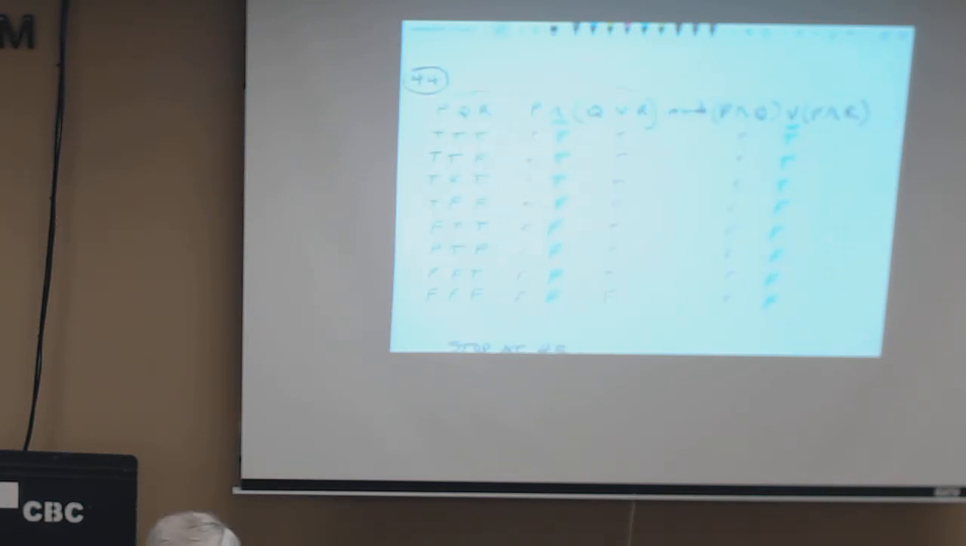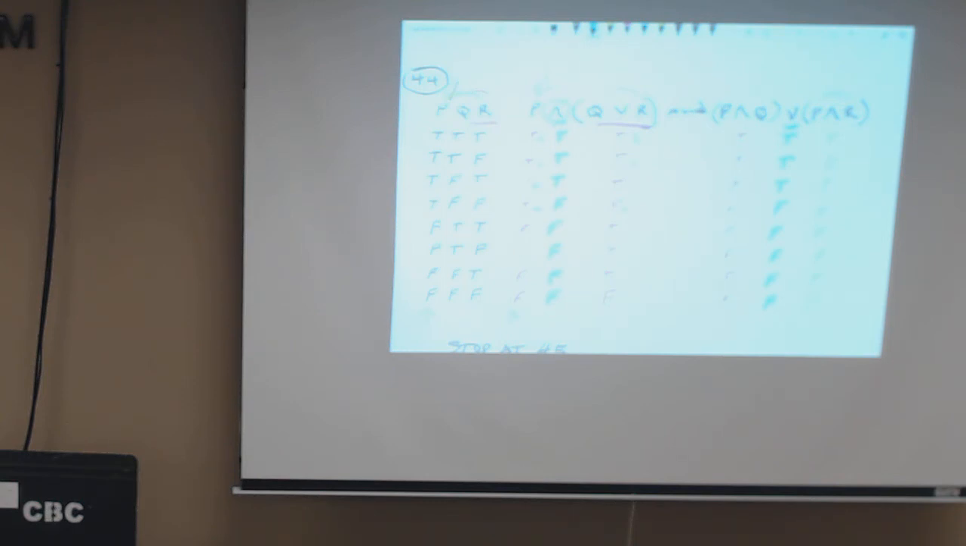Number 44. Whoa. P, Q, and R. Here's my P, Q, and R table. So I come over here in red, and I ask, what's Q or R? I look at Q or R, and come down here and fill in this column by looking at those two. And then I look at the P column, and just put down the same thing that's written there. This stuff and this stuff match. And then I say "and." When is "and" true? True and true. Since they're using blue, let's go true and true. True and true. True and true.